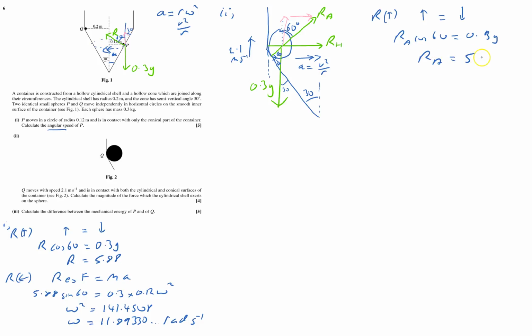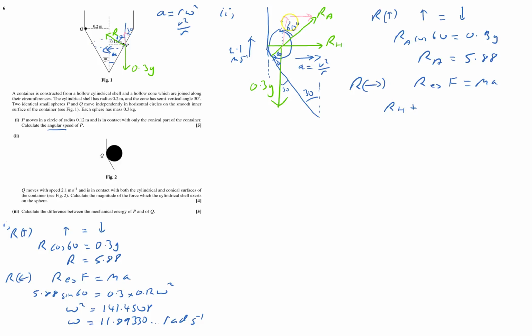equals 5.88. So I've worked out that first bit, and now I'm going to resolve inwards. Always worth saying what I'm going to do. There is an acceleration, so it's going around in a circle, the direction is changing. So the resultant force is mass times acceleration. And what have we got going inwards? We've got the whole of RH going inwards.